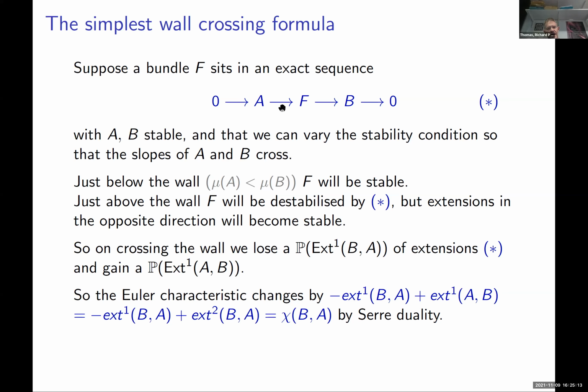Also, I assumed that A and B were not equal, so there's no Homs from A to B or from B to A, because they have the same slope on the wall, and slope stability has this sort of Schur property that if you have a Hom between objects of the same slope, then it's an isomorphism. So there's no Homs from A to B or B to A, therefore by Serre duality, there's no Ext^3s either. And so actually this is the alternating sum of all Ext's.